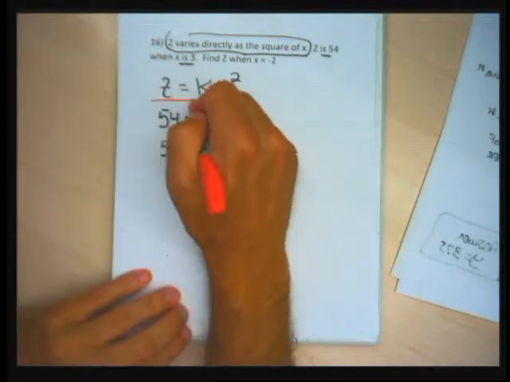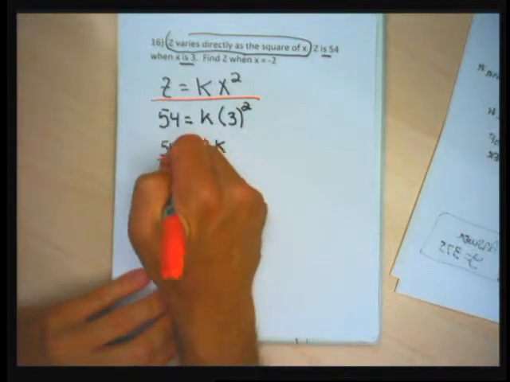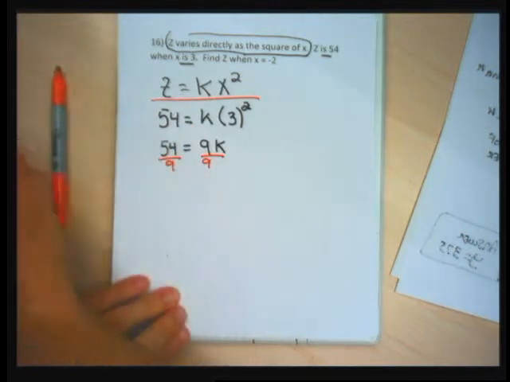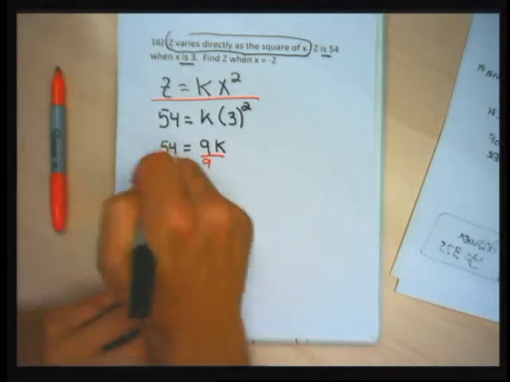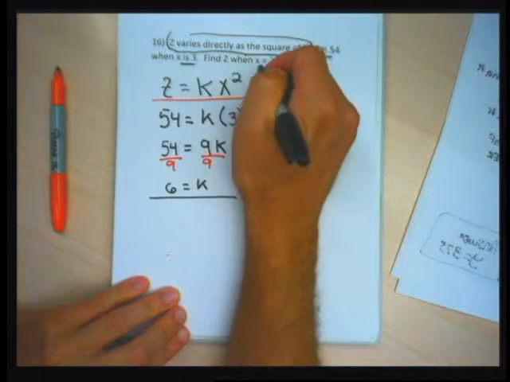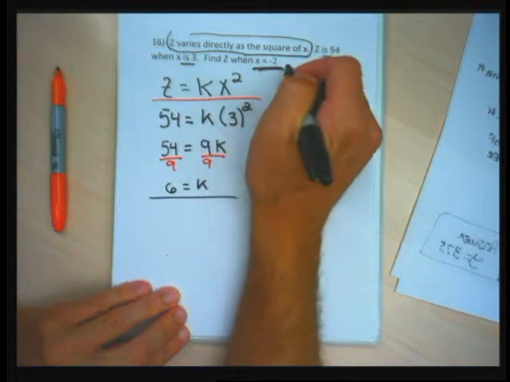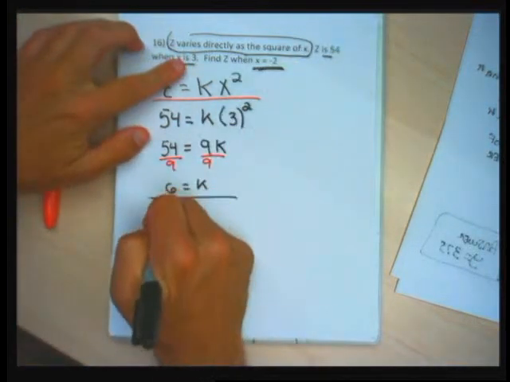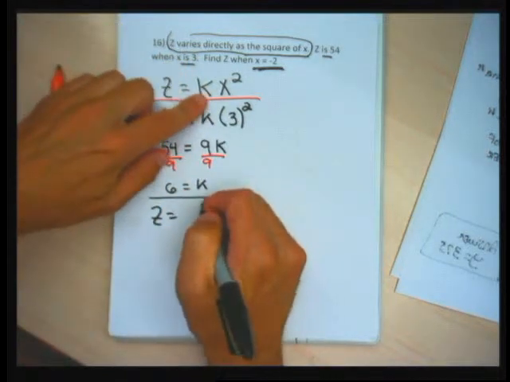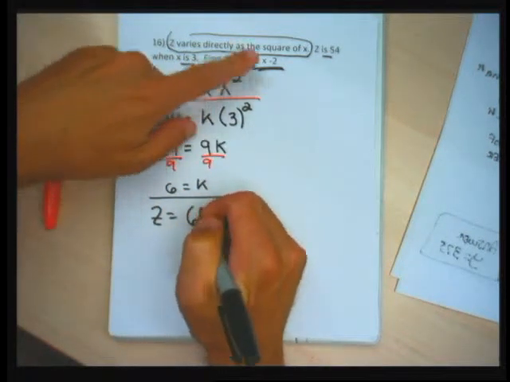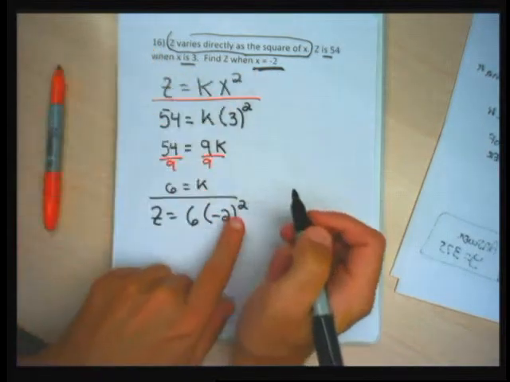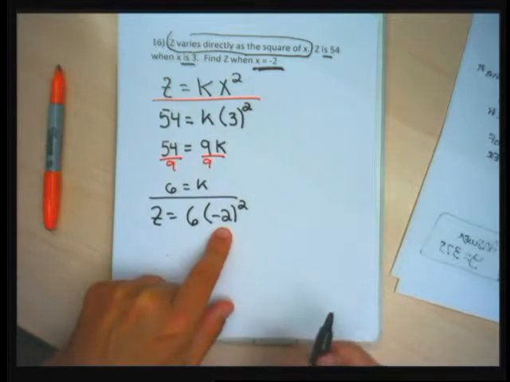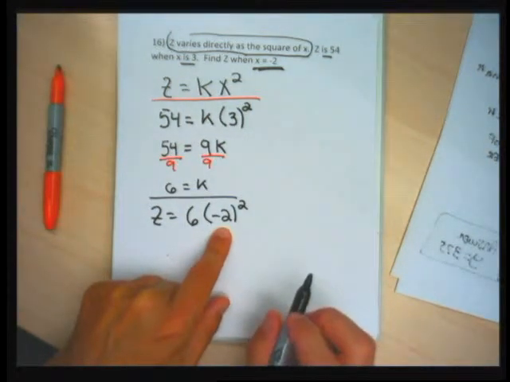So first step, came up with an equation with a k. Second step, I used the first set of numbers to solve for k. Third step, use the equation and the last number that I'm given. So I'm going to go z equals, in for k into the formula, I'm going to plug 6. In for x into the formula, I'm going to plug -2. If you have the 2 inside the parentheses, you're going to get a negative answer, and it's going to be wrong. You'll get -24 as opposed to +24.